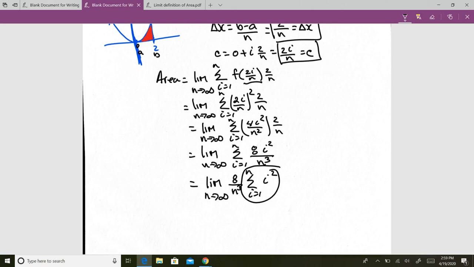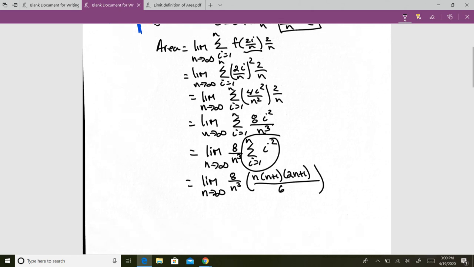this is one of the things in the very beginning. I don't know if you remember, or you're looking through your notes, but the sum of i squared is n times n plus 1 times 2n plus 1 over 6. There we go.